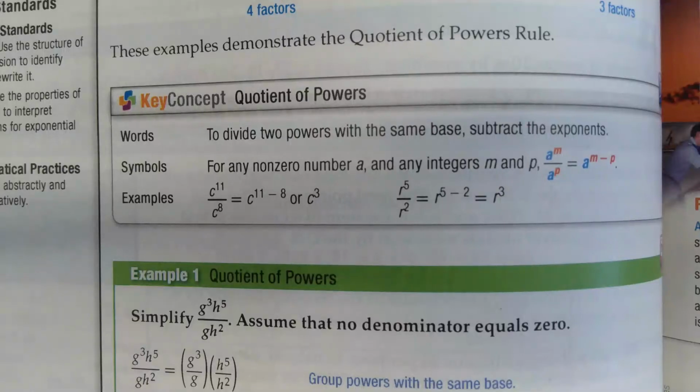Okay. So, division of exponents is whenever you subtract exponents. The division property of exponents is when we subtract them.